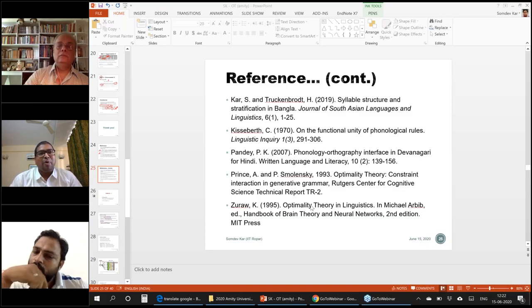My point here is that once we reach that ranking of constraints, it works fantastically, like a computer program. Each input gives you the right output. Yes, that's the advantage that OT would give.